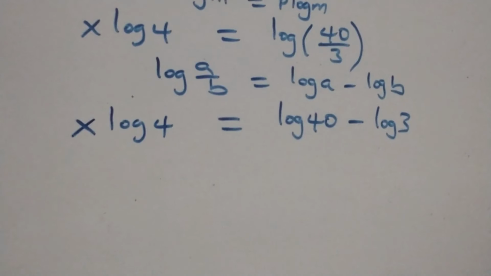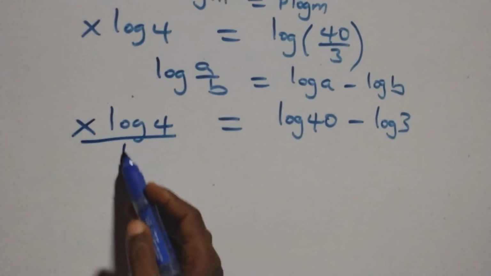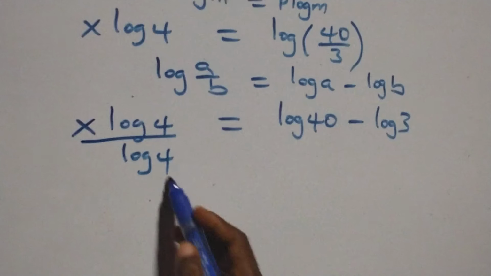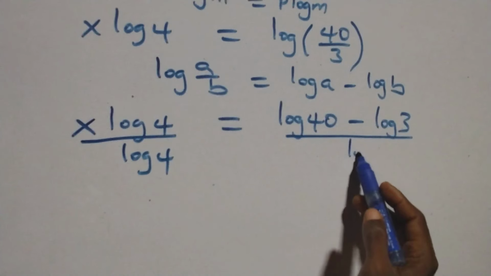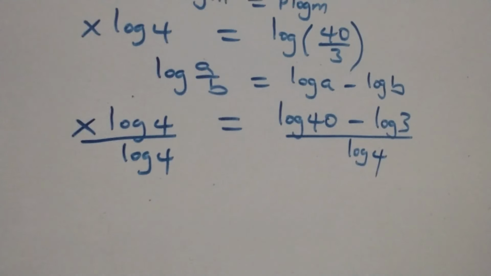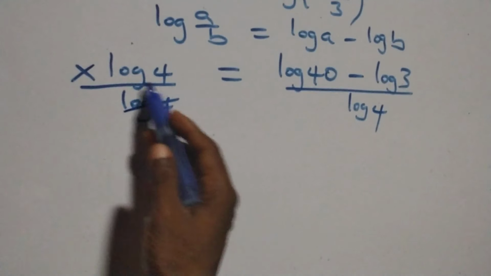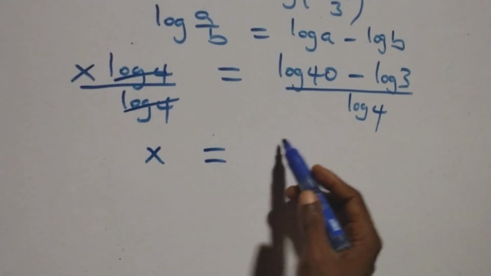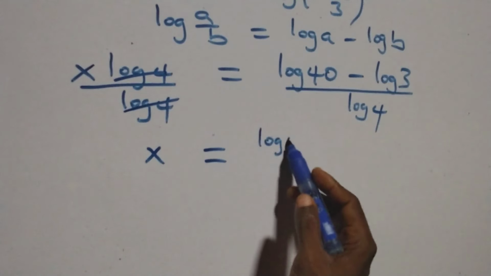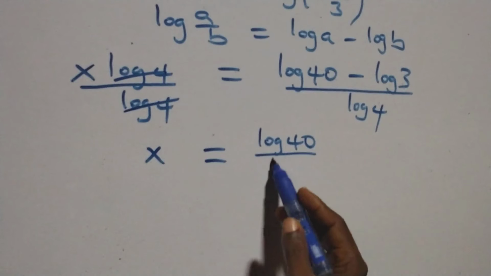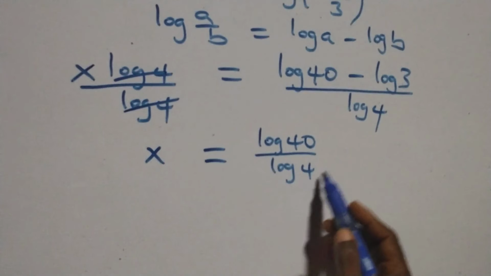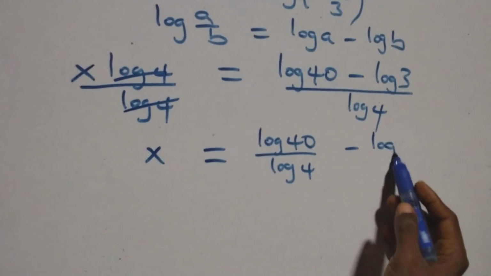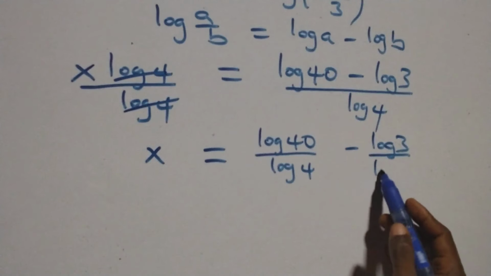The next step here, divide both sides by log 4. That is, divide this side by log 4, also divide this side by log 4. Which implies here, log 4 cancel each other. We have x equals, separate this into two fractions, log 40 over log 4 minus log 3 over log 4.